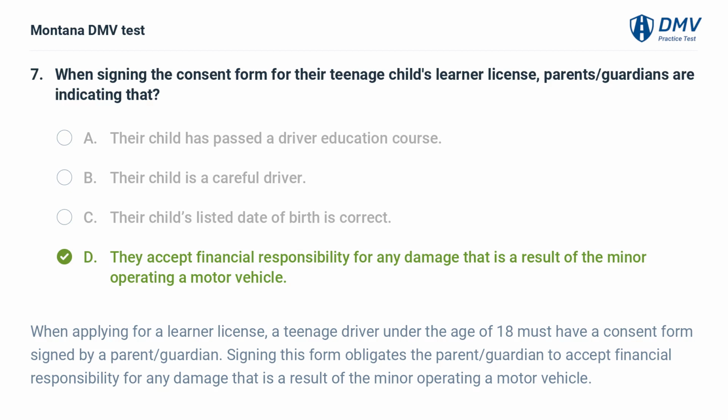When applying for a learner license, a teenage driver under the age of 18 must have a consent form signed by a parent or guardian. Signing this form obligates the parent or guardian to accept financial responsibility for any damage that is a result of the minor operating a motor vehicle.